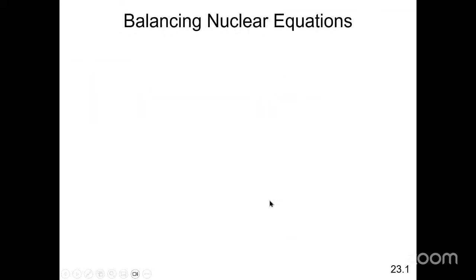So let's talk about how we write and balance nuclear equations. And you're going to see some significant differences between balancing nuclear equations as opposed to balancing chemical equations, right? The first thing you need to recognize when it comes to balancing nuclear equations is that you need to conserve the mass number.